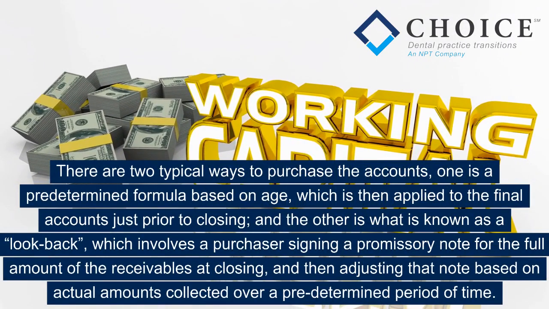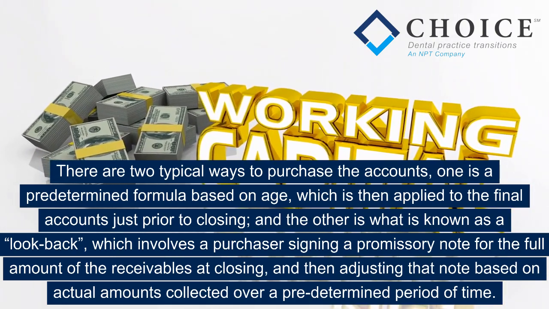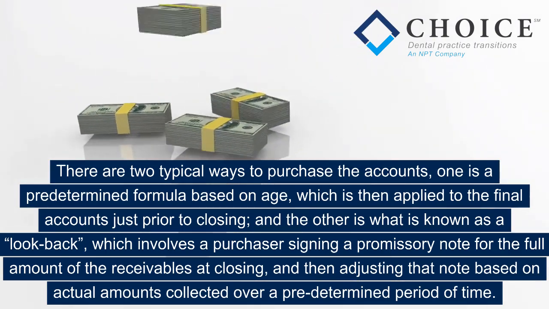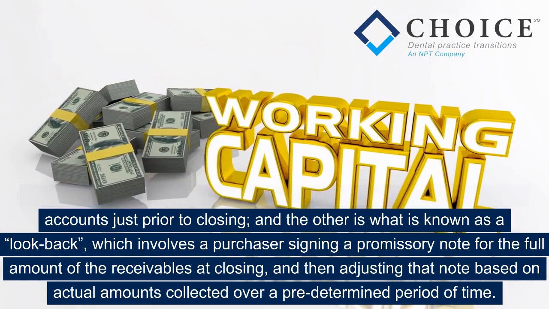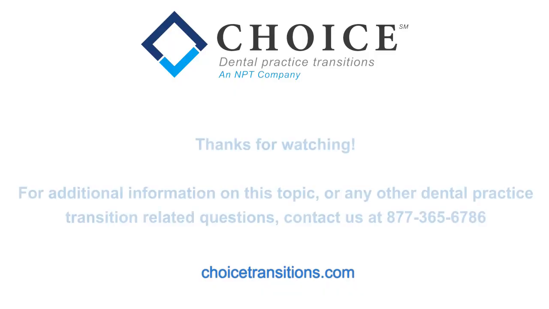One is a predetermined formula based on age, which is then applied to the final accounts just prior to closing, and the other is what is known as a look-back, which involves a purchaser signing a promissory note for the full amount of the receivables at closing, and then adjusting that note based on actual amounts collected over a predetermined period of time.